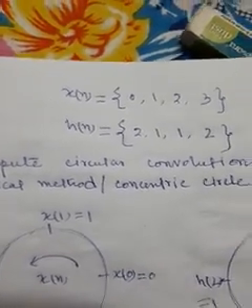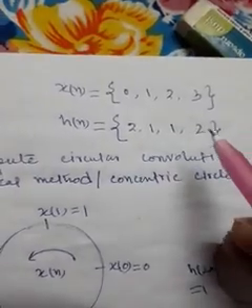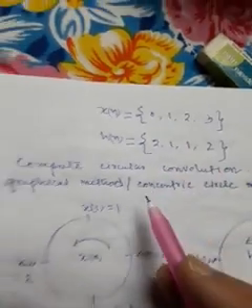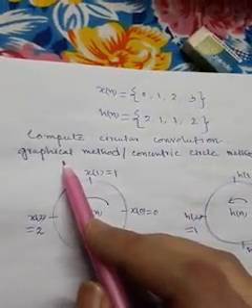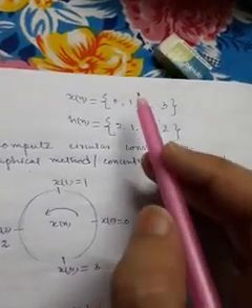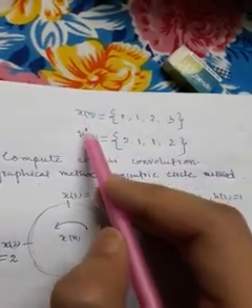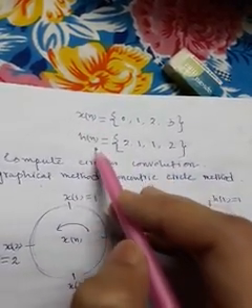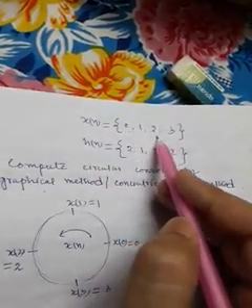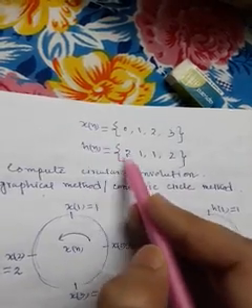Good morning. Now today we will learn how to compute circular convolution using the graphical method or concentric circle method. Say x(n) and h(n) are two given discrete time sequences: x(n) equal to 0, 1, 2, 3 and h(n) equal to 2, 1, 1, 2.